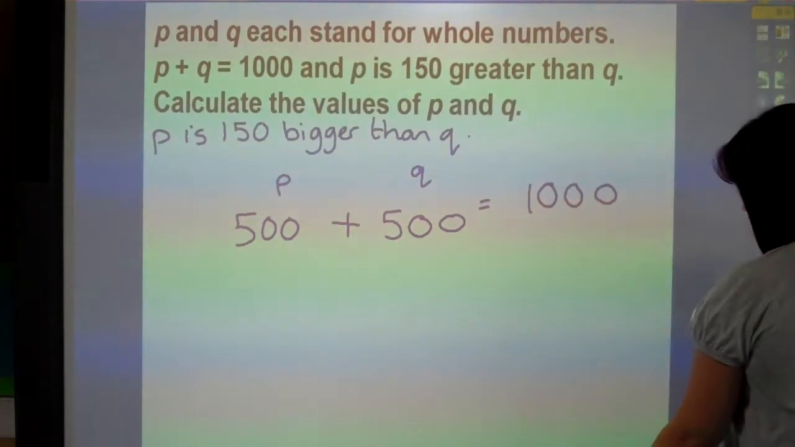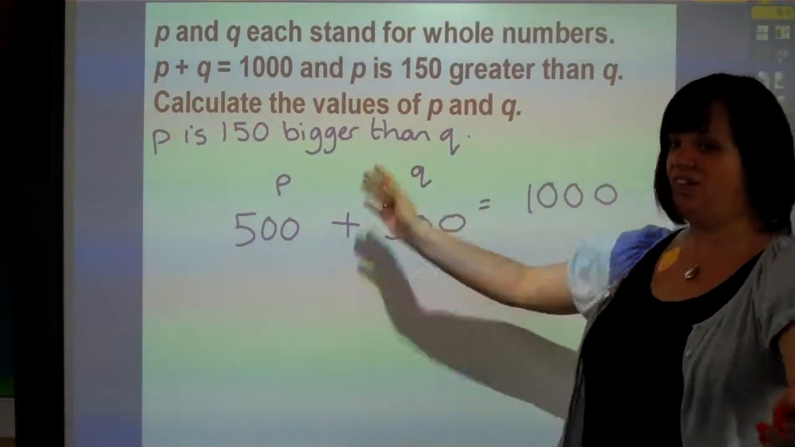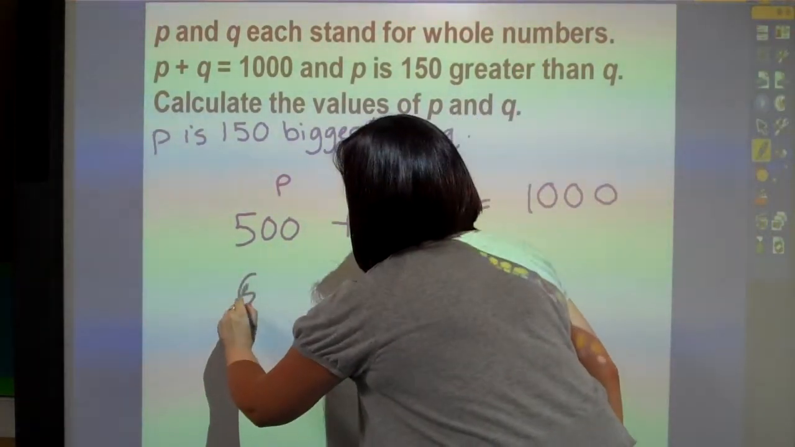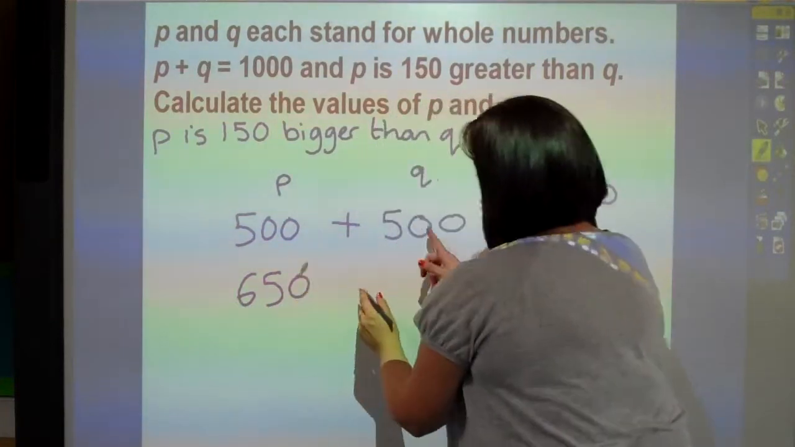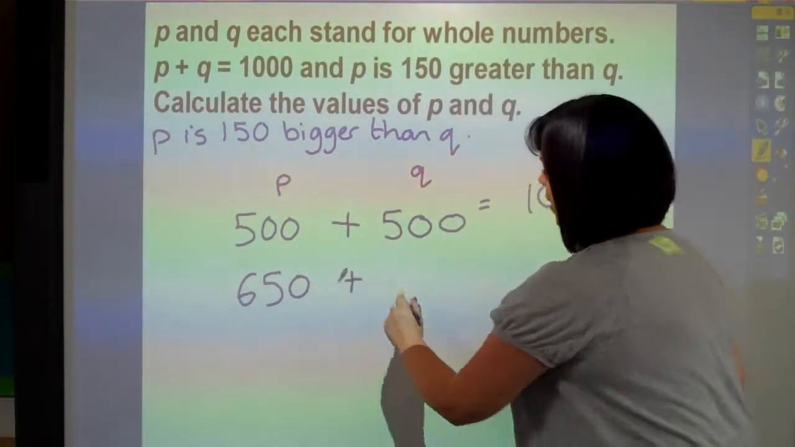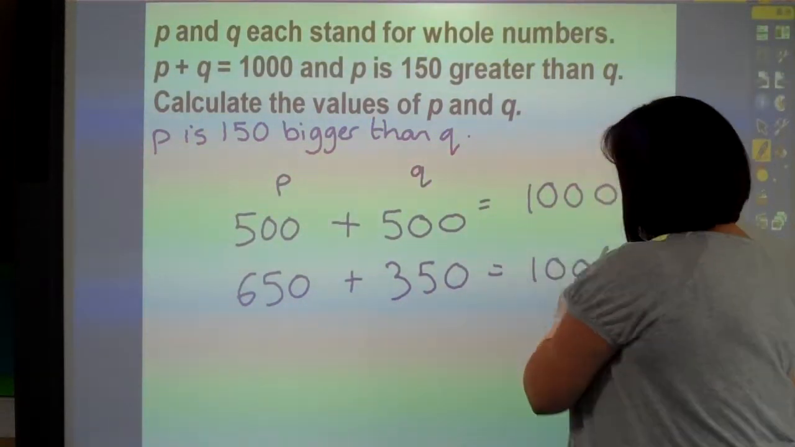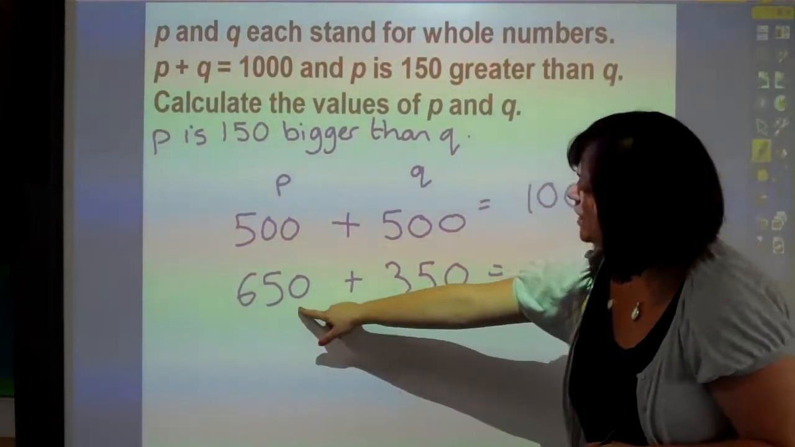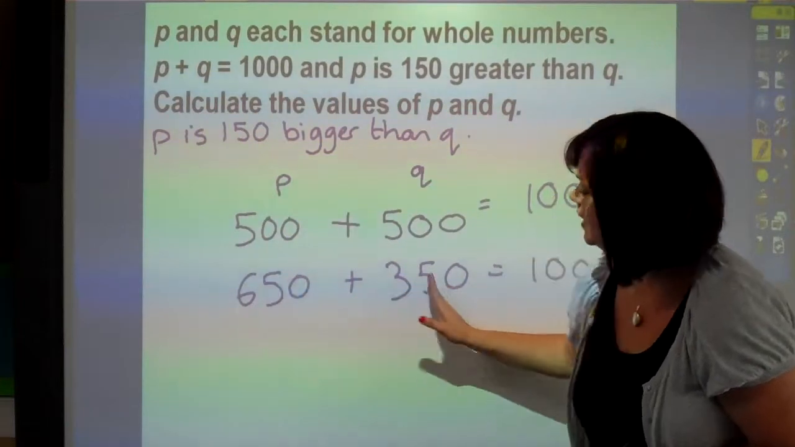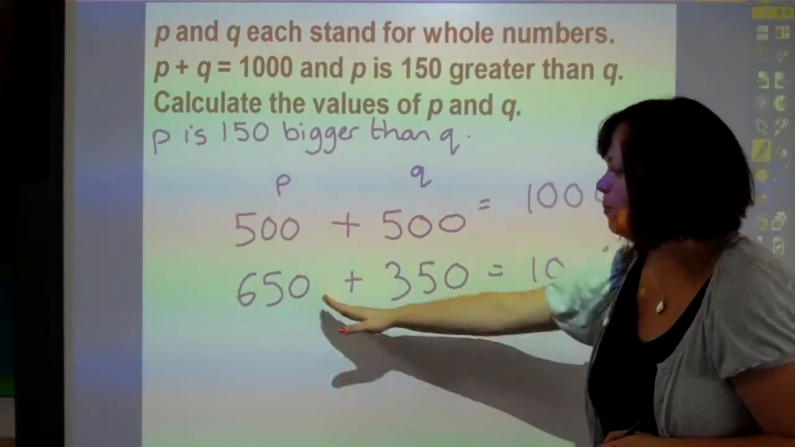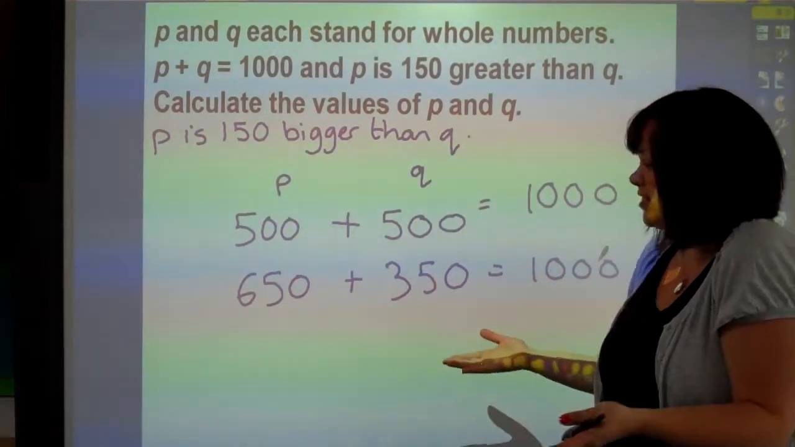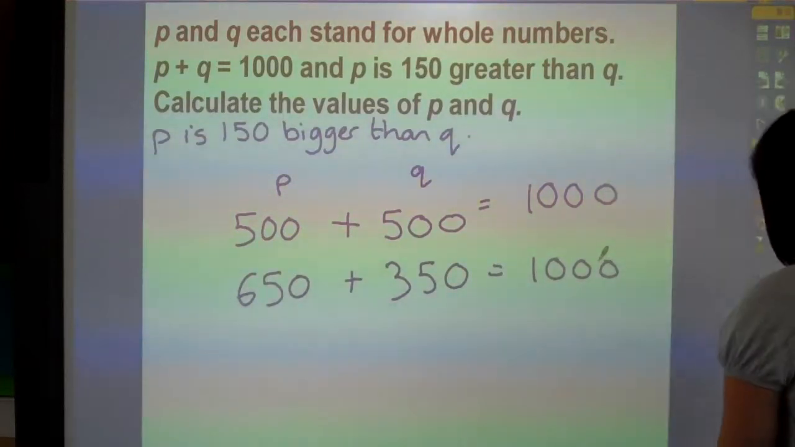So what we could do is we could say, well, this is easy. We just add 150 to this one. And this number was too big, so we could take away 150 from this one, and that will equal 1,000. But of course, we now haven't got P being only 150 bigger than Q. We've got a big gap here. So it's not that simple either. There's something else we've got to do.